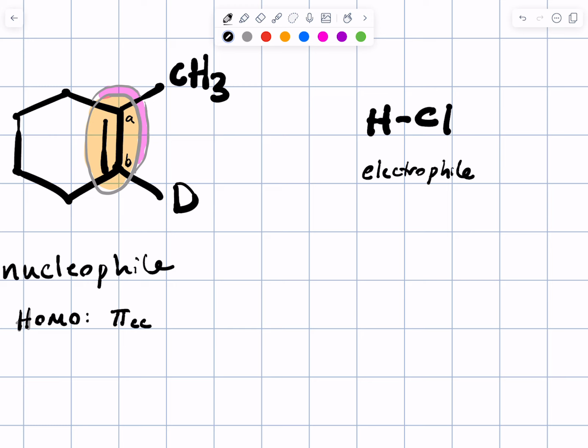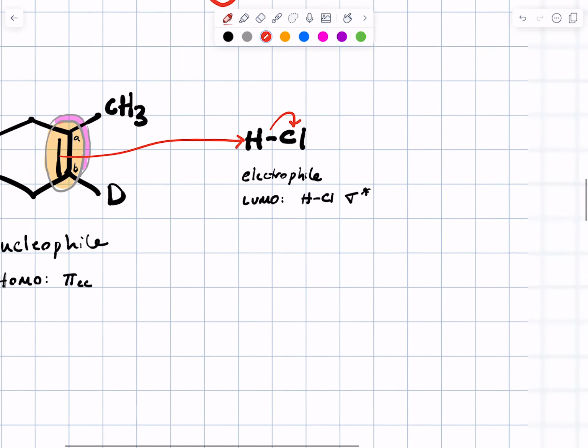Now, the electrophile, the LUMO of this electrophile is the hydrogen chloride sigma star. We've done this before. You're going to attack on the hydrogen because Cl- is a great leaving group. So, to show this reaction happening, HOMO attacks LUMO, I draw an arrow from the alkene electrons to the hydrogen, and then we break the hydrogen-chlorine bond and the leaving group leaves.